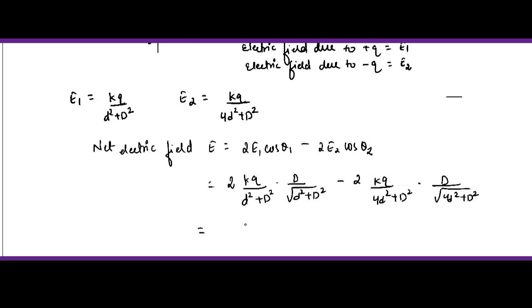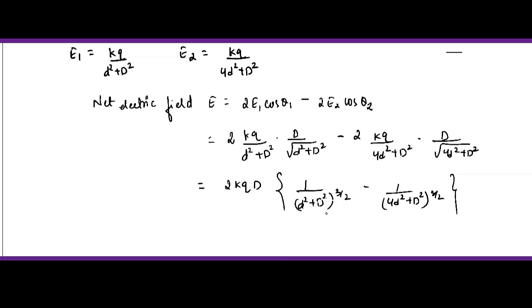Okay, now taking 2kqD as common, what will remain is 1 upon d square plus D square raised to the power 3 by 2, minus 1 upon 4d square plus D square raised to the power 3 by 2, correct? Now taking capital D square common from here, what we get is 2kqD upon D cube into 1 upon 1 plus small d square upon D square raised to the power 3 by 2, minus 1 upon 1 plus 4d square upon D square raised to the power 3 by 2, correct?